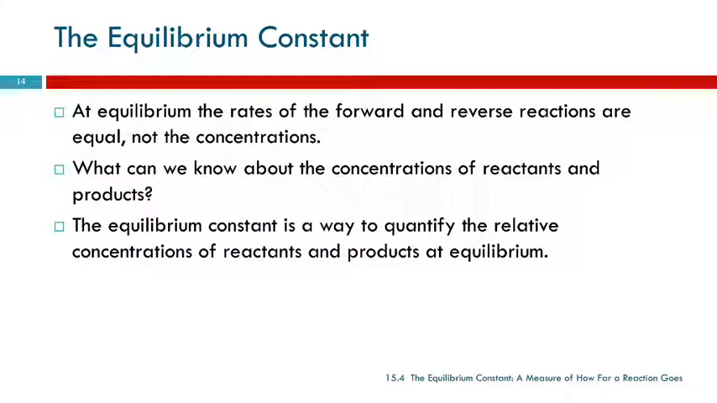So at equilibrium, the rates of forward and reverse reactions are equal, but the concentrations are not. How can we know what's going on with those concentrations? What can we know? Well, we can look at the equilibrium constant. It's a way of quantifying the relative amounts of reactants and products.